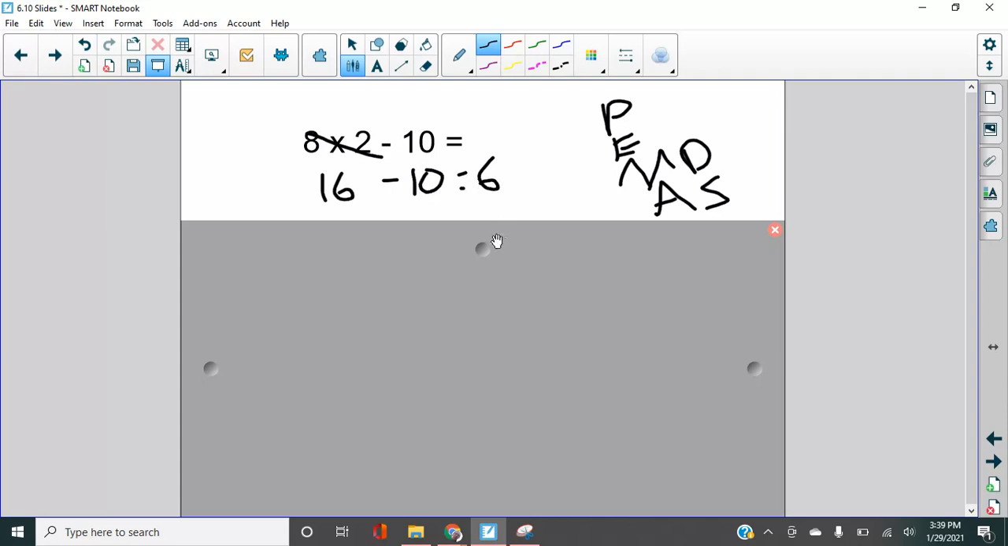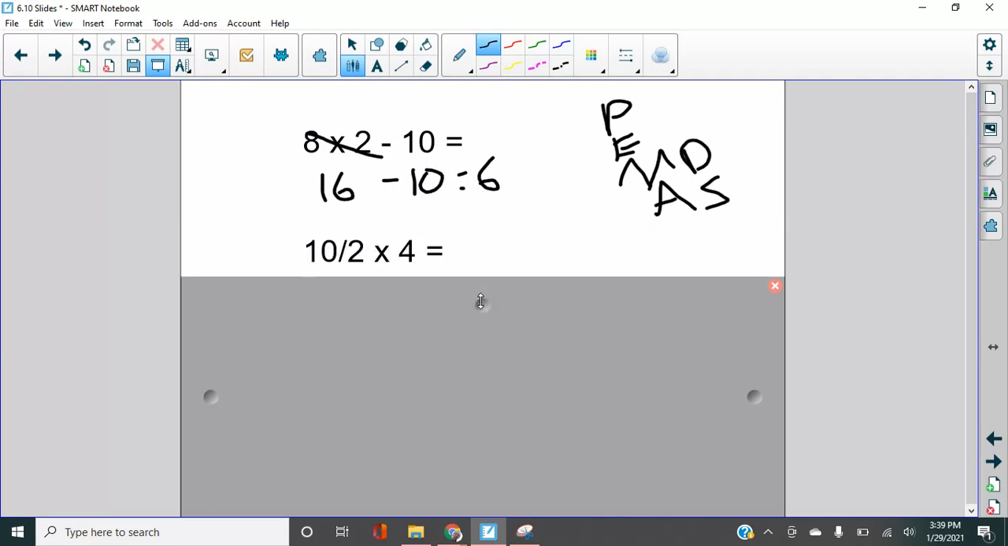Okay, this is how this works. All right, let's see if you do it. Do you see any parentheses? Nope, no exponents. Do you see any multiplying or dividing? Yes. Now I see dividing and multiplying. Careful here. Which of these should I do first? 10 divided by 2 or 2 times 4? All right, it's 10 divided by 2.